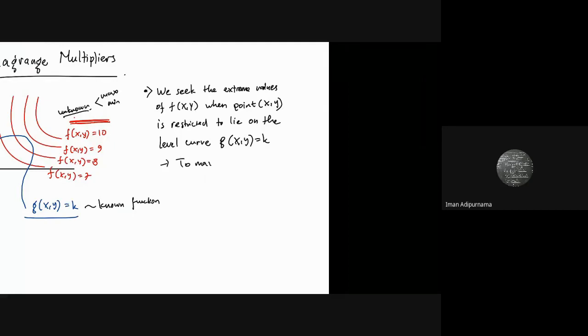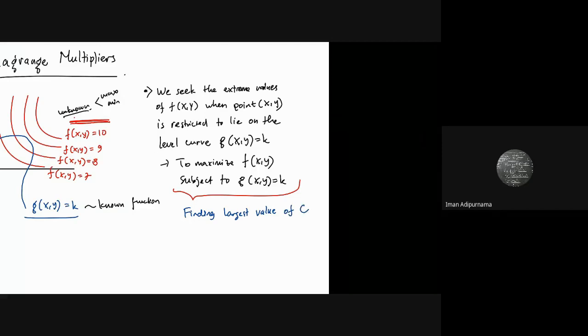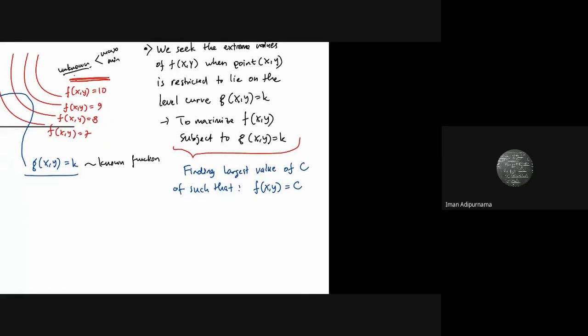And then to maximize the function f, subject to function g, this means we need to find the largest value of c such that the level curve of f equal to c intersects g. Okay. So what does it mean?